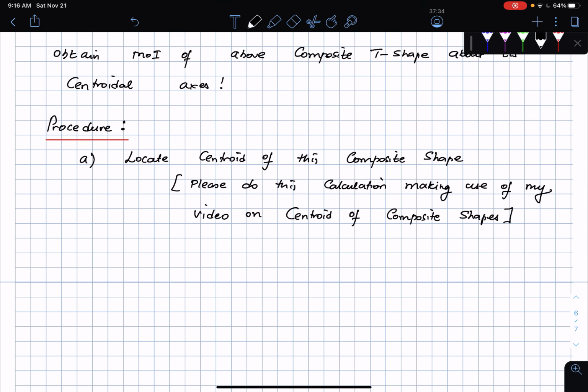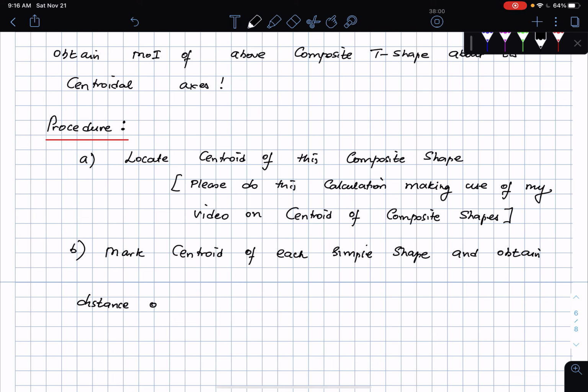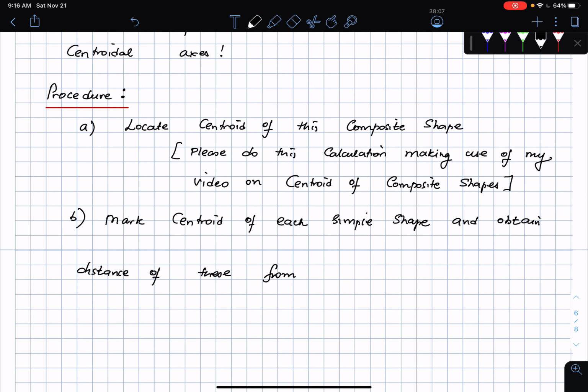And then the second step: on the composite shape, mark the centroid of each simple connected shape, and then obtain the distance of these from the main centroid of the composite shape.